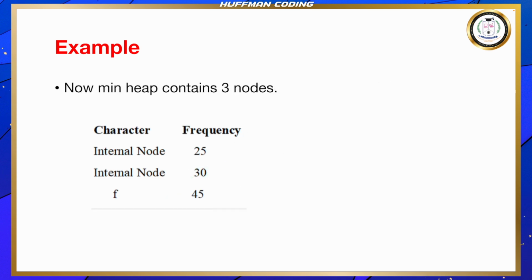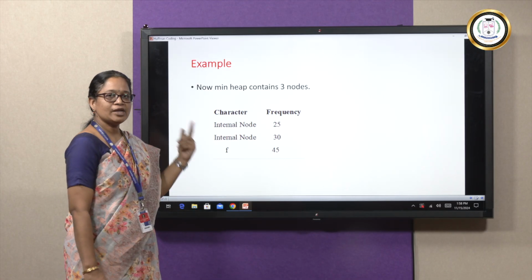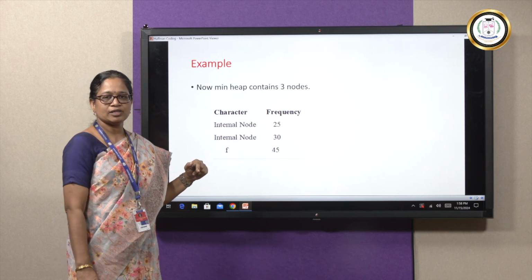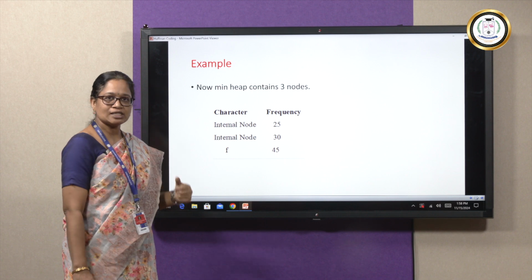Okay, now let's go to the next step. Now the updated min heap contains only 3 nodes. So the 2 are the internal nodes and 1 is the single node F. Okay, so now what are the minimum frequencies here? 25 and 30 are the minimum frequencies. Now create an internal node out of 25 and 30.